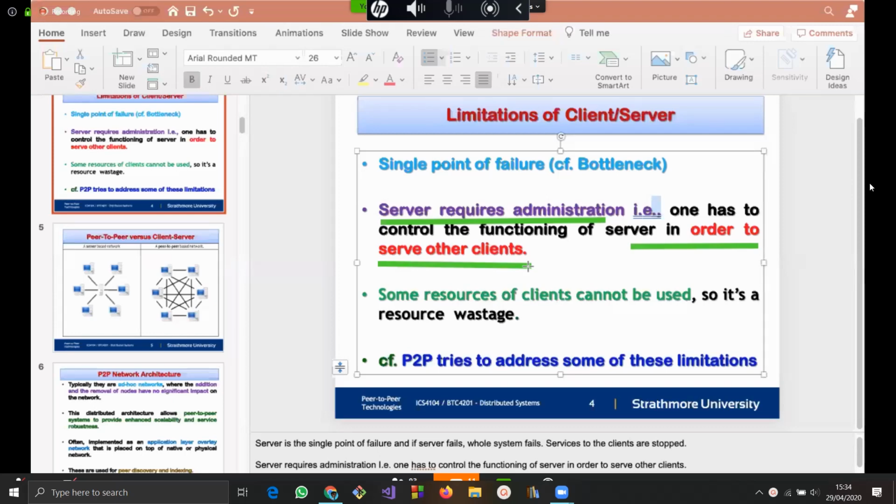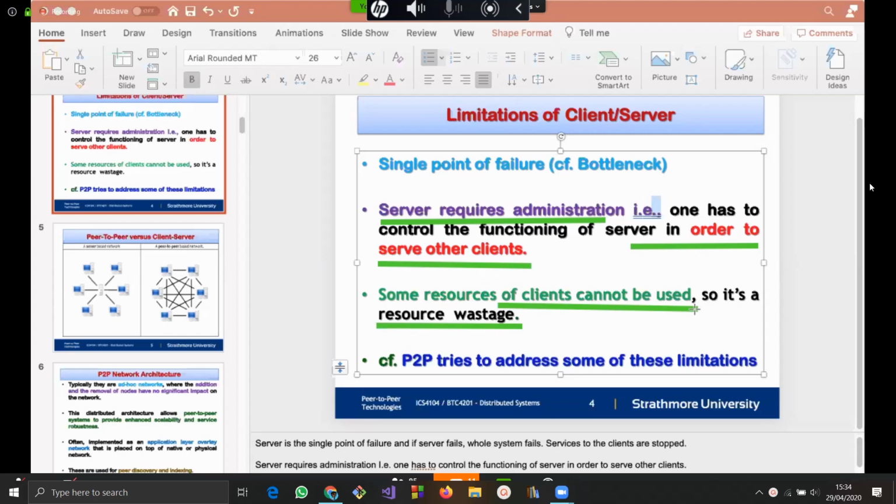That aspect of administration of whichever functionality we are working with can be distributed. Some of the resources of clients cannot be used, so it's a wastage. Now, remember this point, I'm trying to refer to what I said earlier on. We have technologies that are now more powerful. Your laptop is more powerful. It can actually be a server.